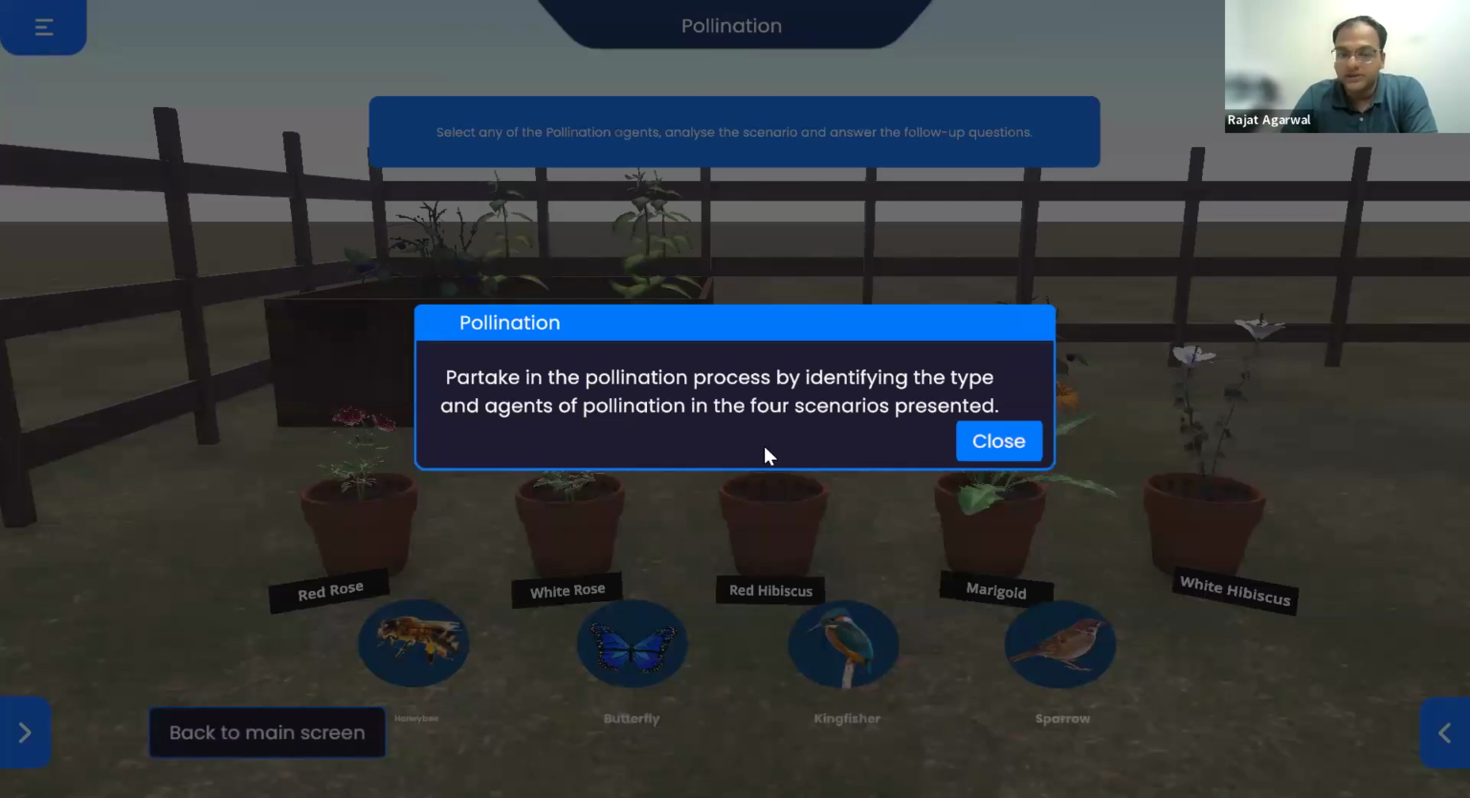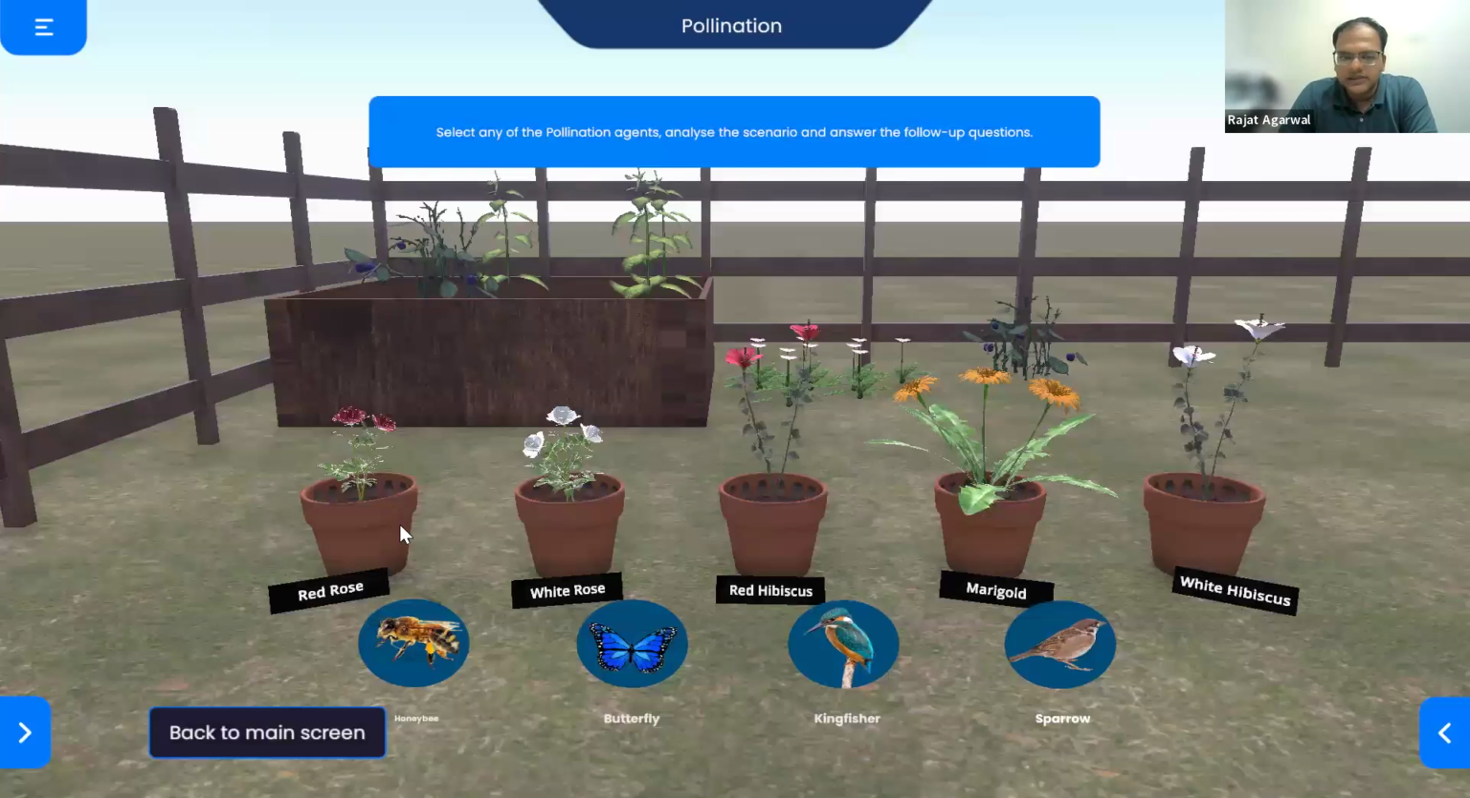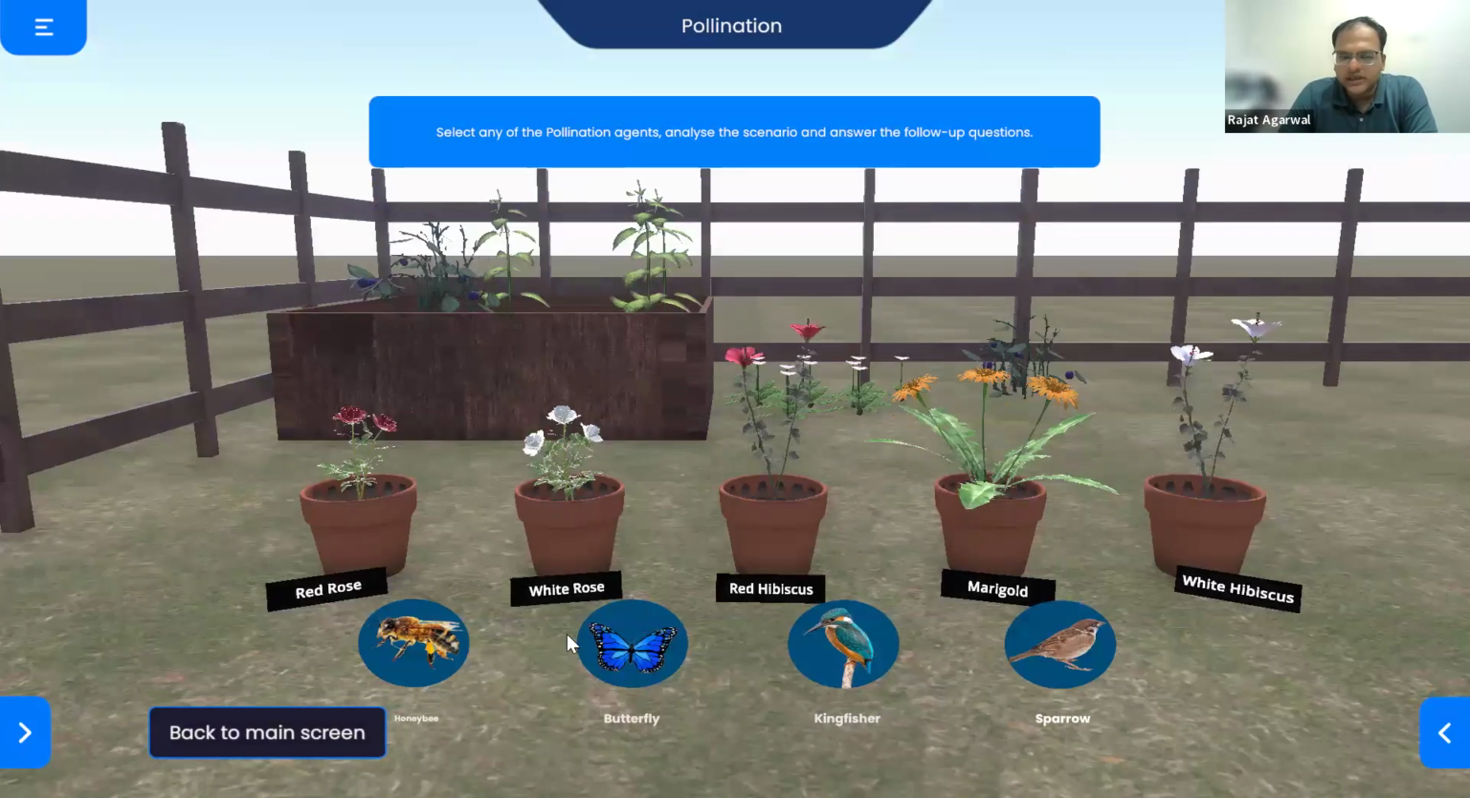Now we're going to go to sexual reproduction and try and see how that works. So pollination: partake in the pollination process by identifying the type and agent of pollination in the four scenarios presented. So let's see what is what. Red rose, white rose, red hibiscus, marigold, and white hibiscus. These are the various types of flowers which we are having. Now we have to get them pollinated.